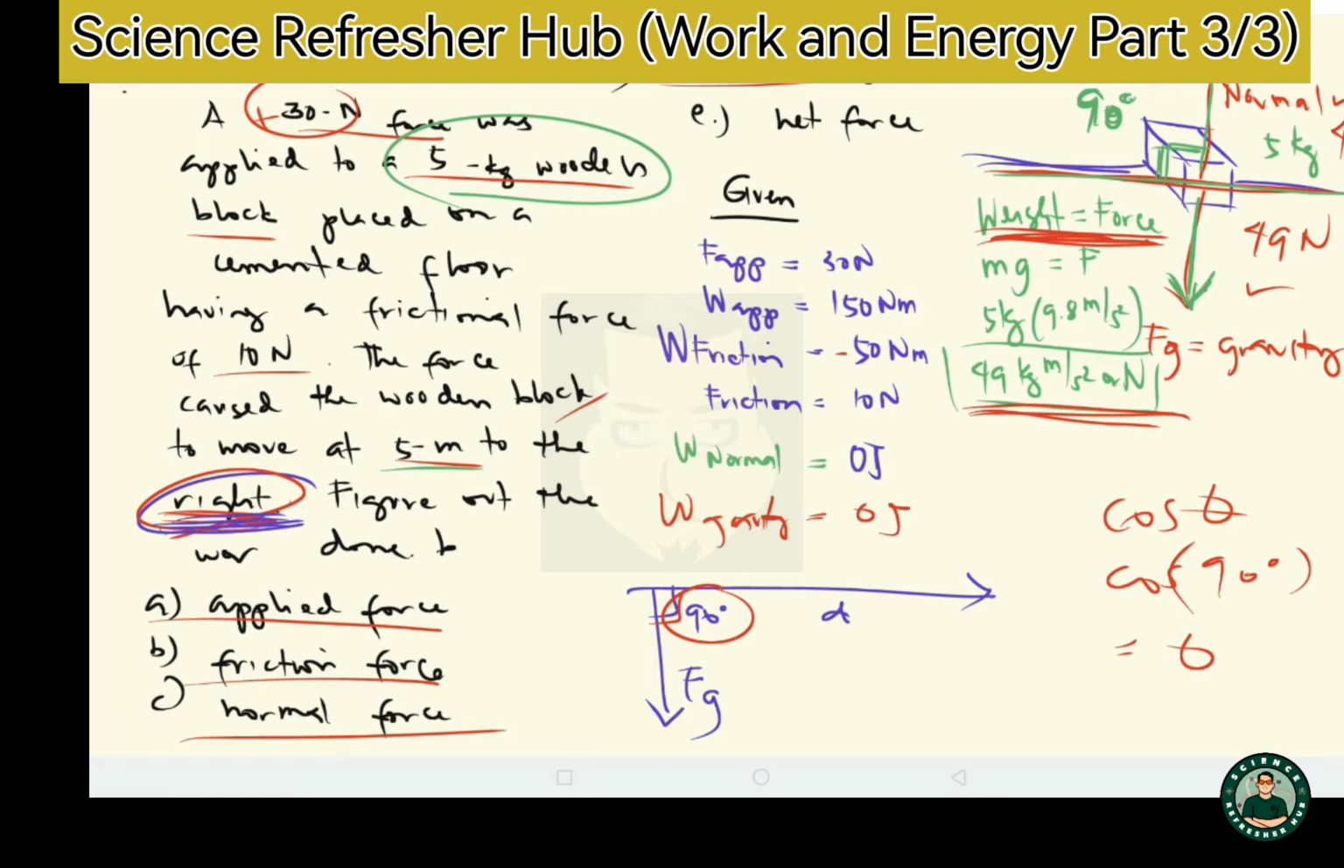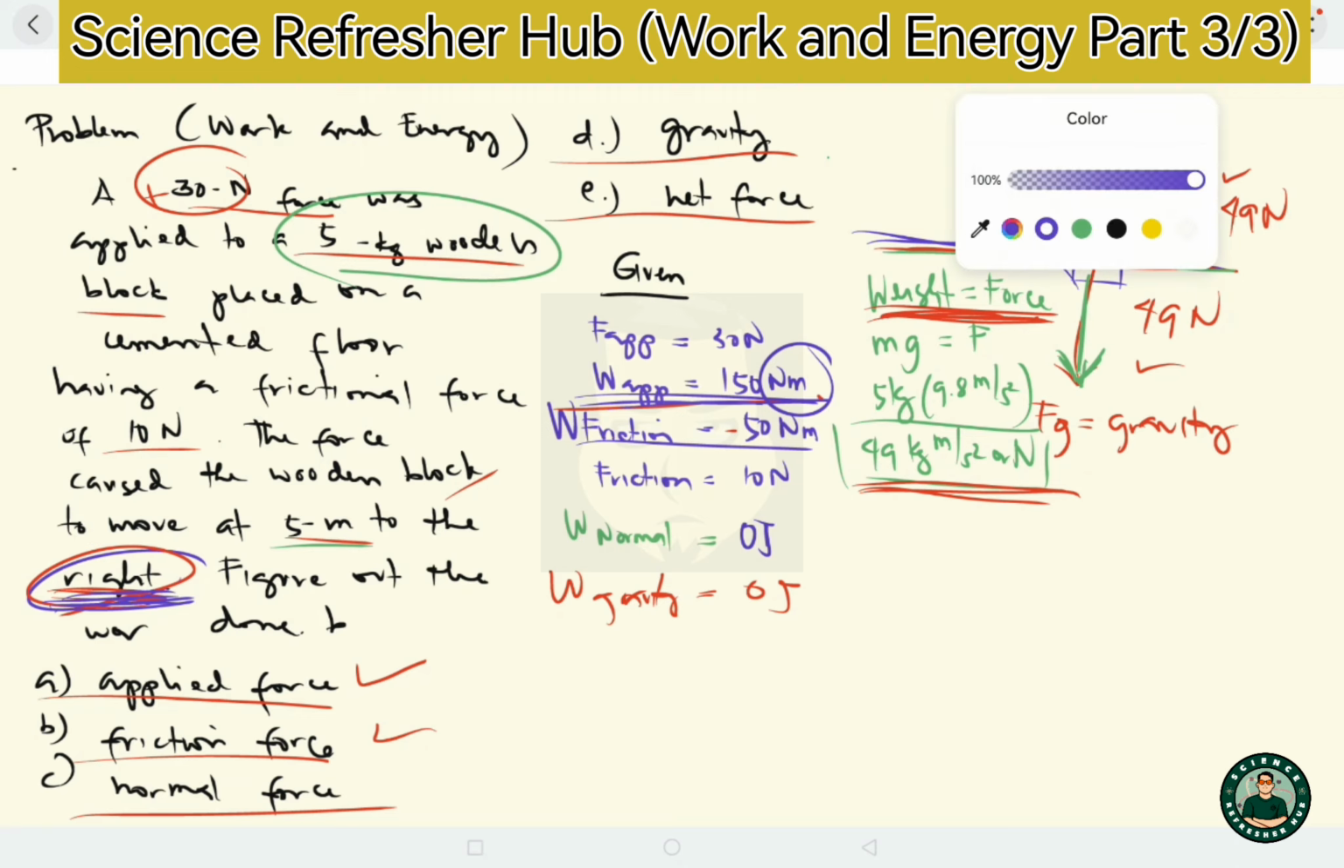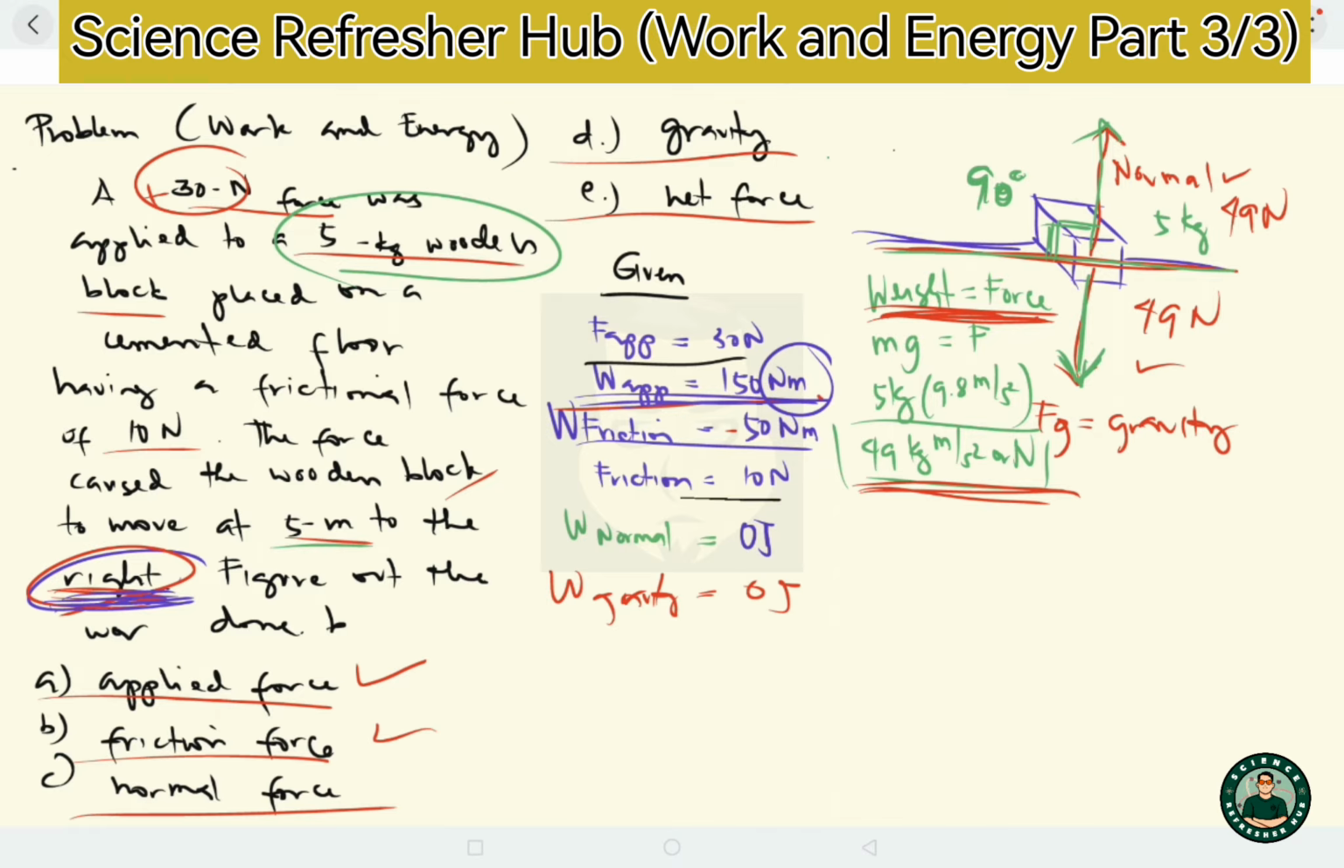Okay, we're done with gravity. Now let's have the net force. We have the last part that we need to know, the work done by the net force. Let's try to have two solutions here and let's compare. Let's focus now on the applied force and the friction force. To get the net force, not the work, sorry, to get the net force, we have the applied force going to the right.